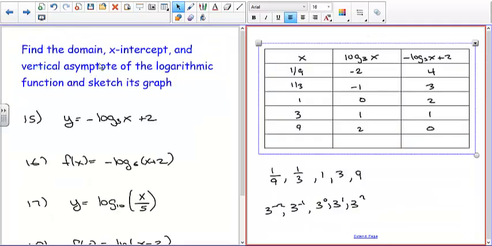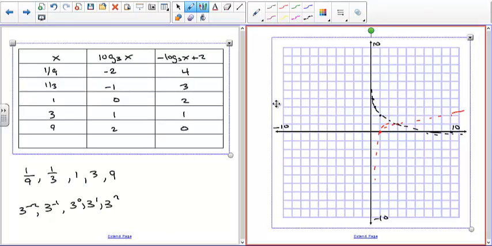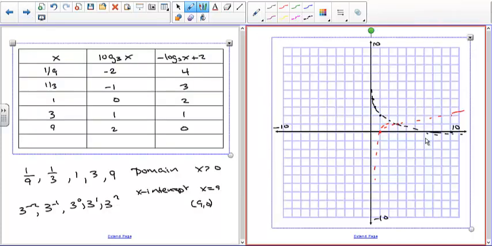Okay, so now to answer our questions here. The domain: if you look at the graph, you can see x has to be greater than 0. So let's put that over here, domain: x has to be greater than 0. Not just greater than or equal to 0, but just greater than 0. The x-intercept, well, that's going to be x equals 9, or 9 comma 0. Again, you can see that on the graph here at 9 comma 0.